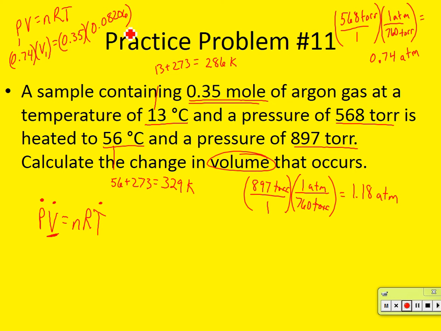What's R again, guys? Okay. I'll always give you that, but we're going to use it so much you're probably going to memorize it anyway. And what was temperature initially? 286 Kelvin. Okay. Now, I would divide both sides by 0.74. Over here, it cancels out. Let's see what the initial volume was.